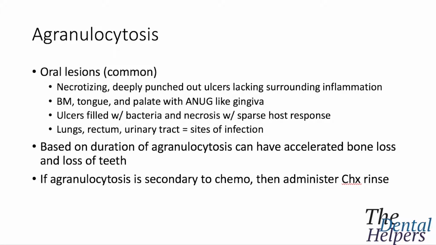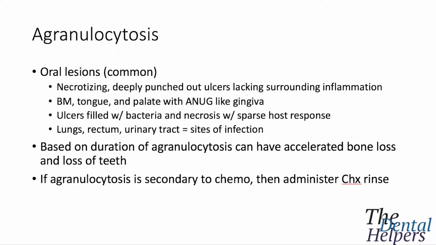So the oral lesions that are going to be seen are very common. You're going to have a presentation similar to ANUG, in the buccal mucosa, the tongue, and the palate. You're going to have ulcers filled with bacteria and necrosis with sparse host response. Common sites of infection are your lung, your rectum, and your urinary tract. Based on the duration of the agranulocytosis, you can have accelerated bone loss and teeth loss.